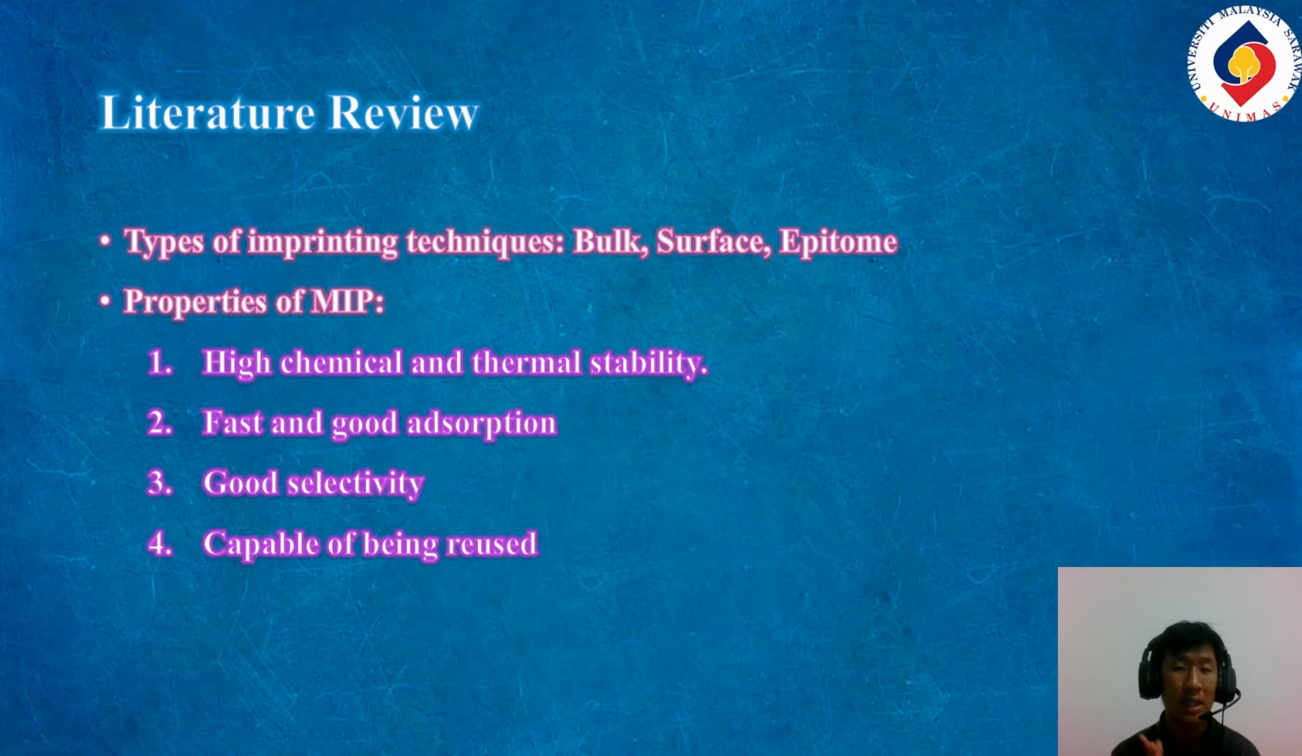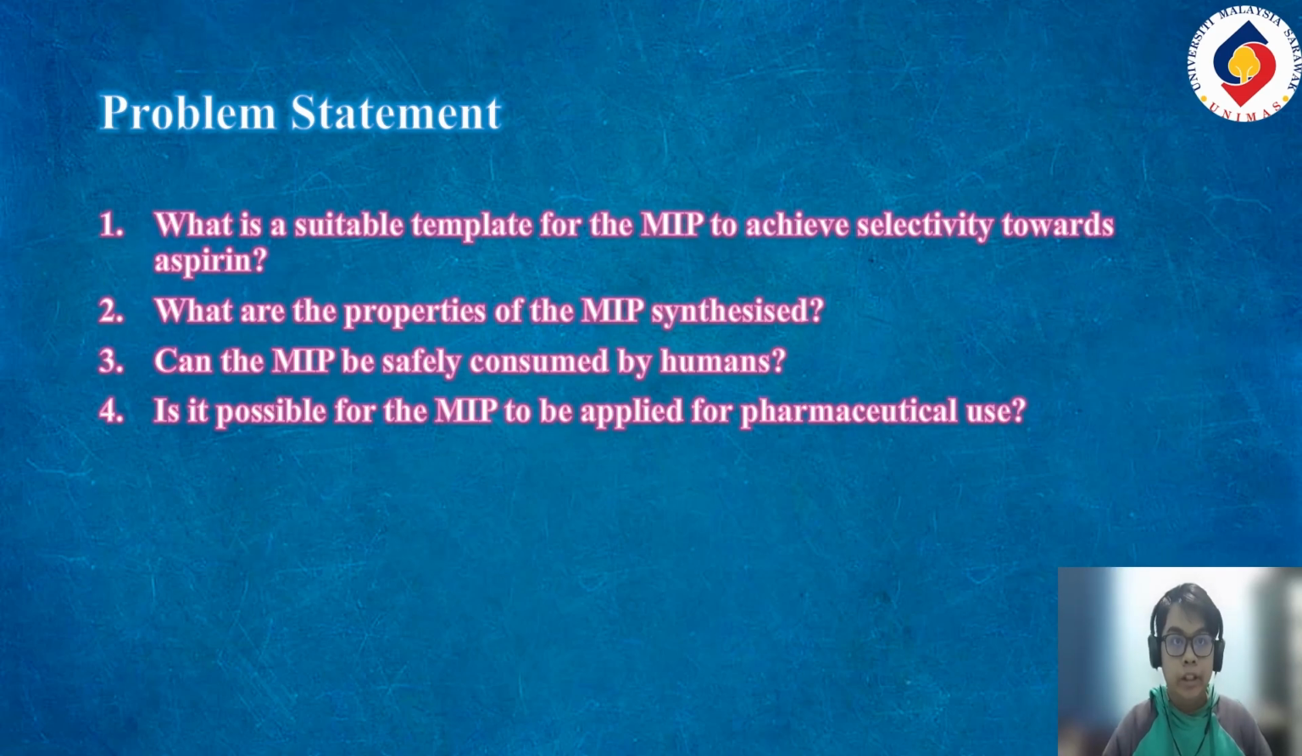So the third one is good selectivity, whereby it is important to ensure that the molecular imprinting polymers has high selectivity to aspirin only and leading to low risk of MIP reacting with other compounds in the human body. So last but not least is the capability of being reused. This is important to ensure that the amount of MIP used is sufficient to remove the excessive aspirin in the human body.